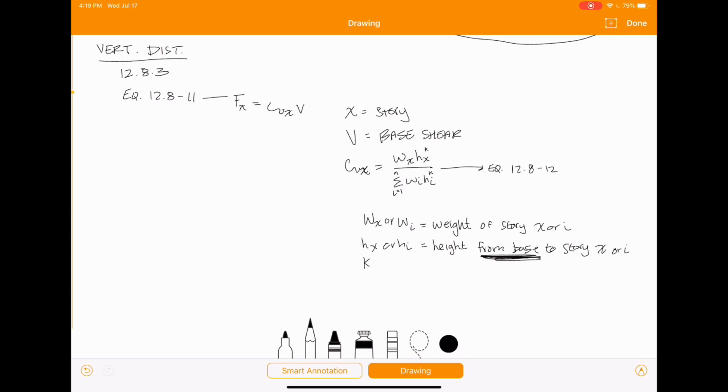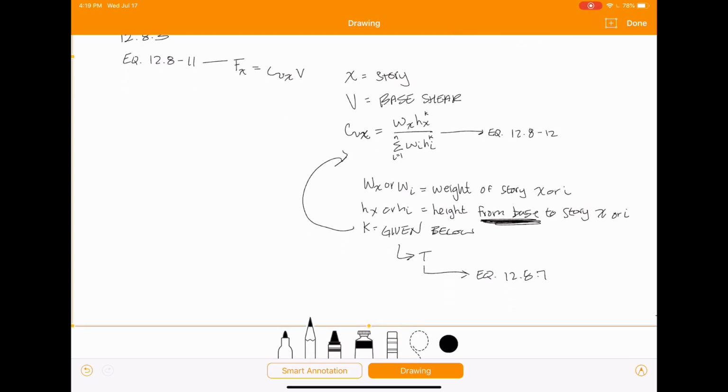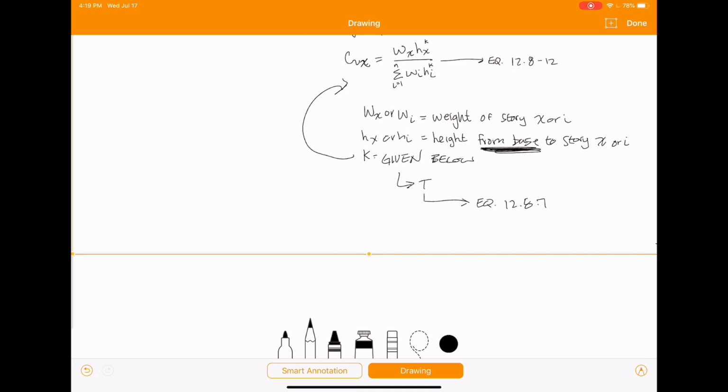And then finally, that k value is given below this equation, and it's just related to the period of your structure. And so to find the period of your structure, you can use equation 12.8.7. And that's pretty much it as far as it goes for seismic criteria and design.